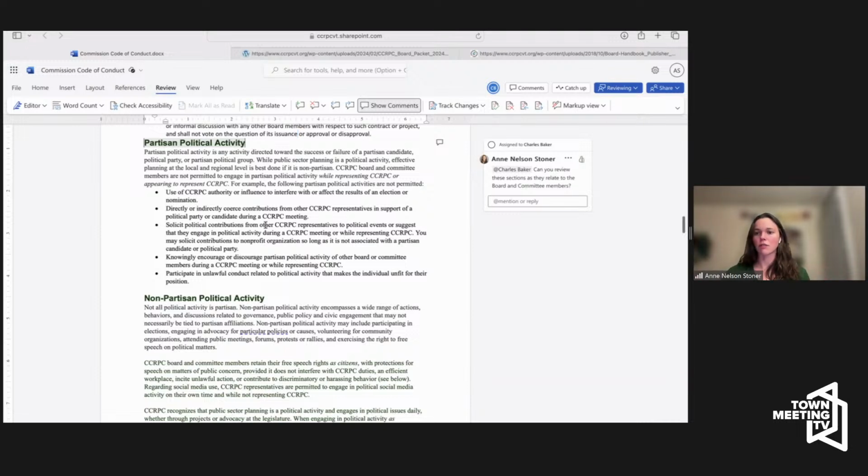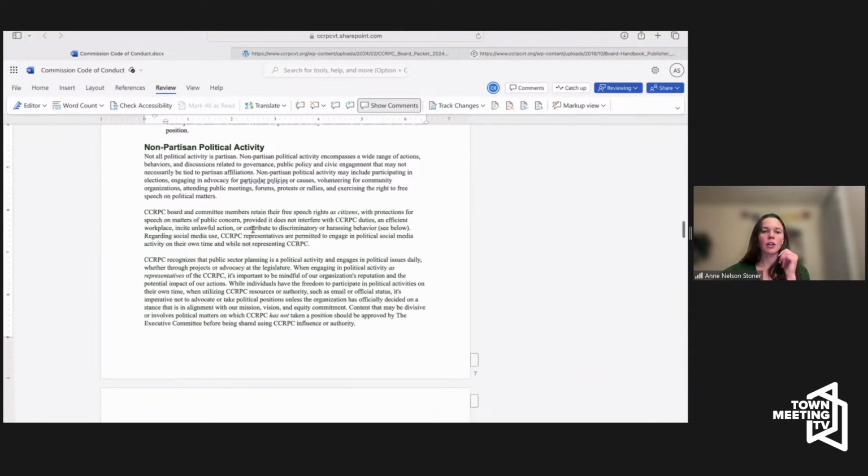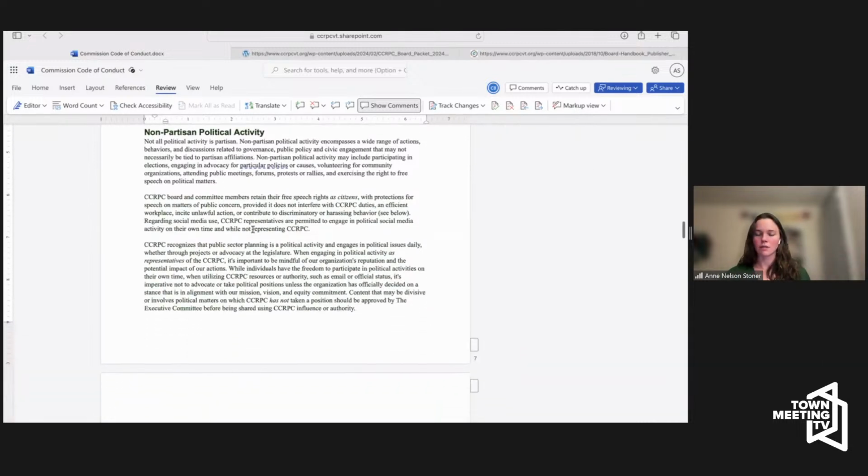So certainly you're allowed to do so on your own time, in your other jobs, whatever it might be. But when you're acting as a board member or a committee member of CCRPC, we cannot participate in partisan political activity. There are some examples that I've included there. Most of that language comes from the Hatch Act. And then a note on nonpartisan political activity. Obviously, this is fuzzy. We all have rights to free speech. However, the organization also has an obligation to protect its reputation. And so the language here is really like, use your own discretion.